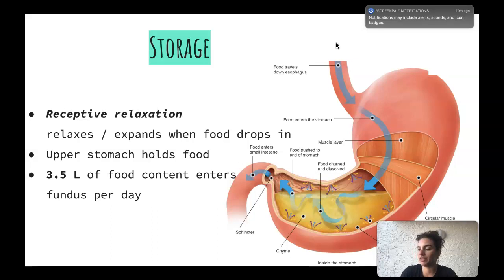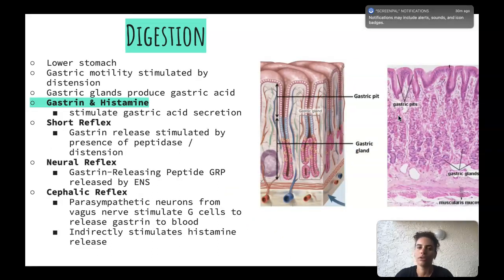The first function of the stomach is to store food. So food travels down the esophagus, and with the receptive relaxation, the stomach muscles relax and expand as the food drops in. The fundus, or upper stomach up here, is where the stomach holds food, and about 3.5 liters of food content enter the fundus per day. Digestion takes place in the lower stomach.